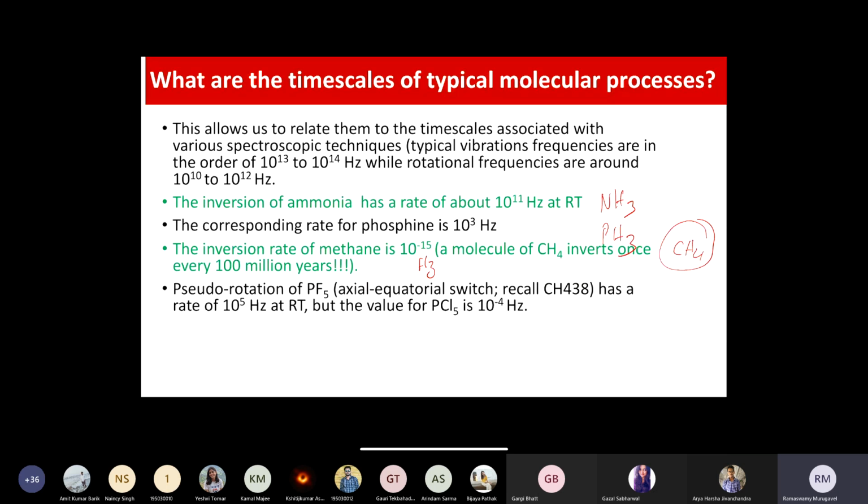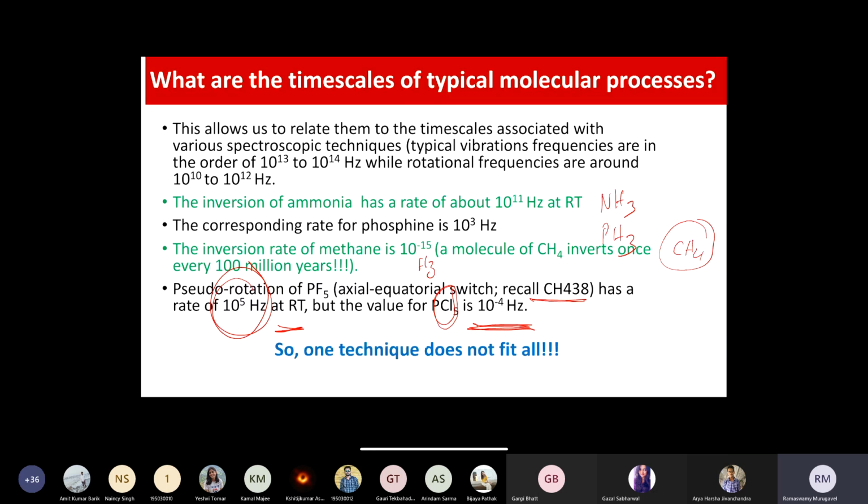And this is an example I taught you in CH438, which is the Berry rotation, the pseudo rotation of PF5 molecules, where it goes from axial to equatorial, a seesaw conformation. Those who recall the 438 course will remember that PF5 keeps changing its axial and equatorial positions at a rate of about 10^5 hertz at room temperature. There again, I make a small change, moving from PF5 to PCl5, and the rate of exchange falls to 10^-4 hertz. So what does this all say?